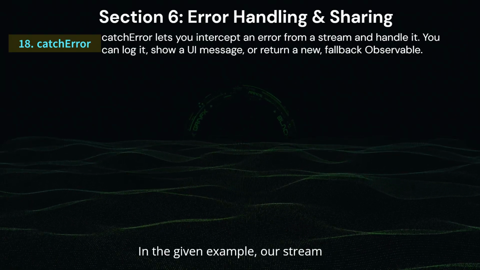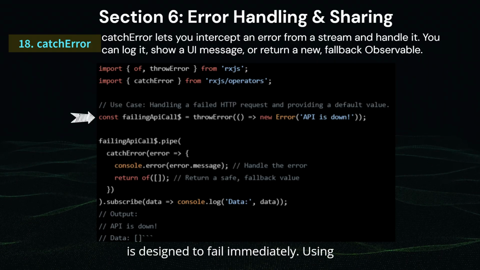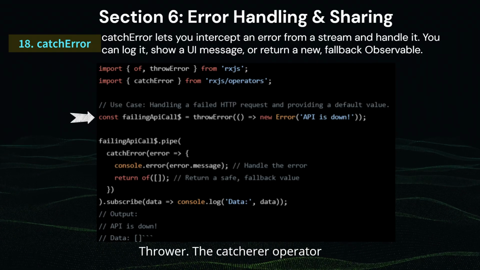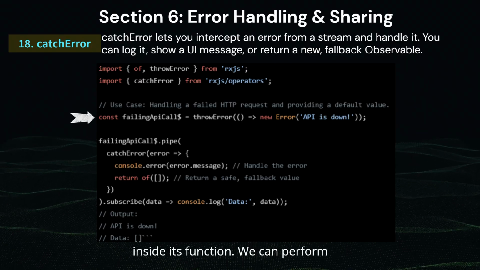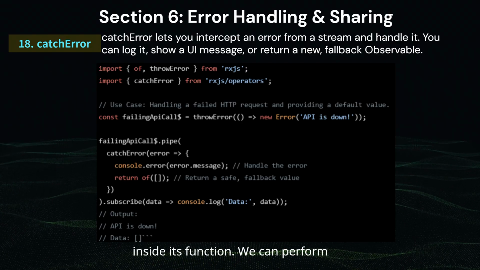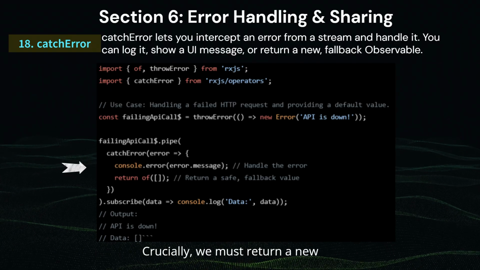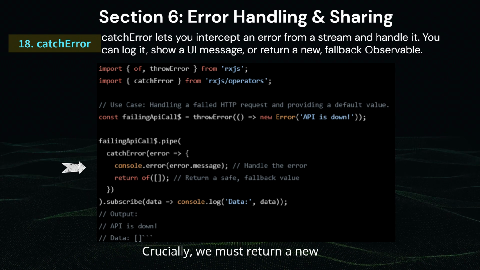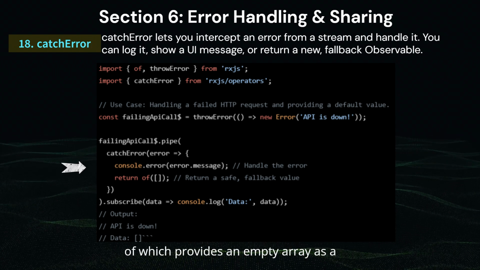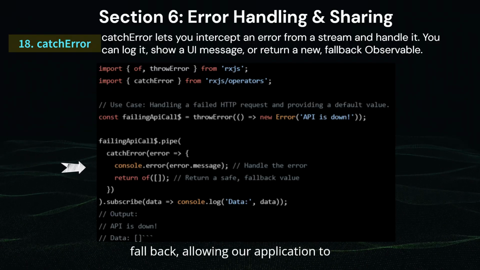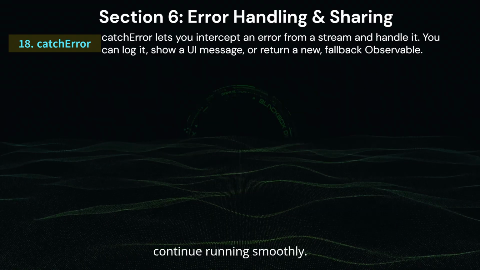In the given example, our stream is designed to fail immediately using throwError. The catchError operator intercepts this error object. Inside its function, we can perform side effects like logging the error. Crucially, we must return a new observable. Here, we return of([]), which provides an empty array as a fallback, allowing our application to continue running smoothly.